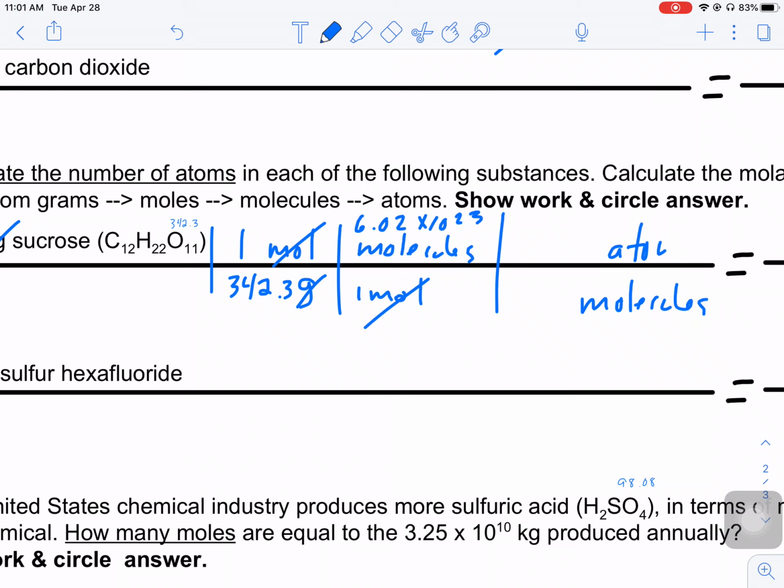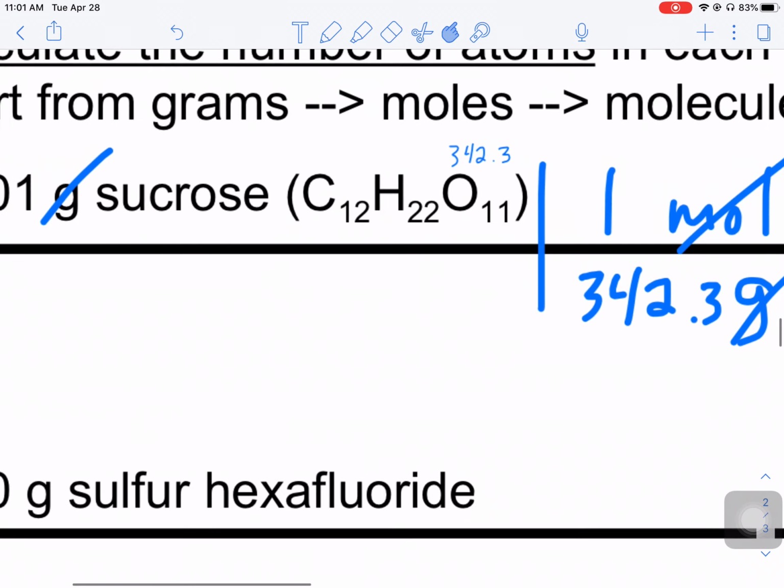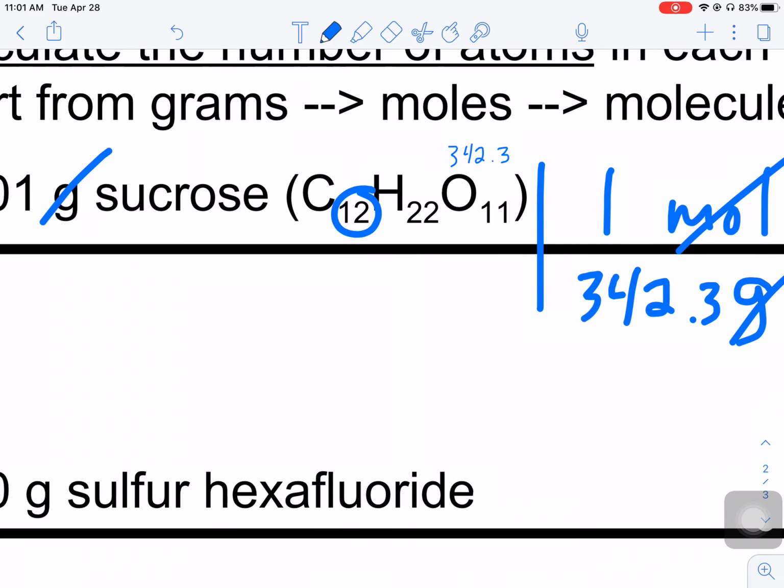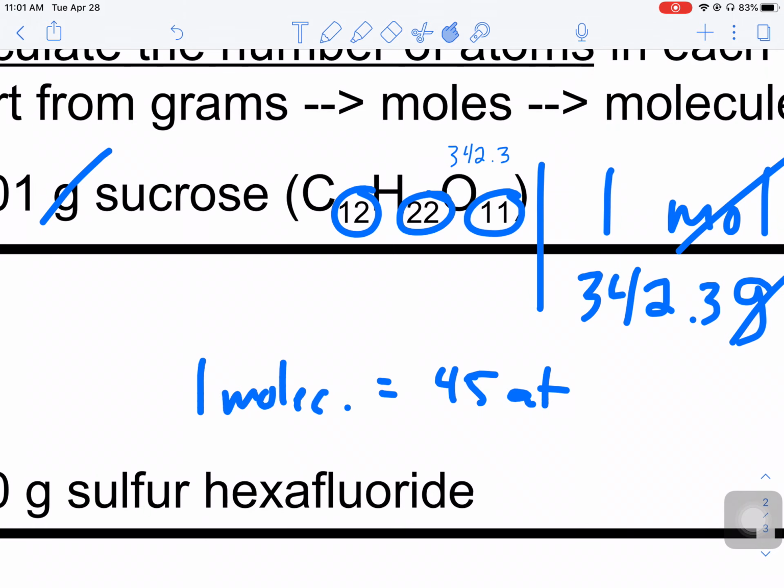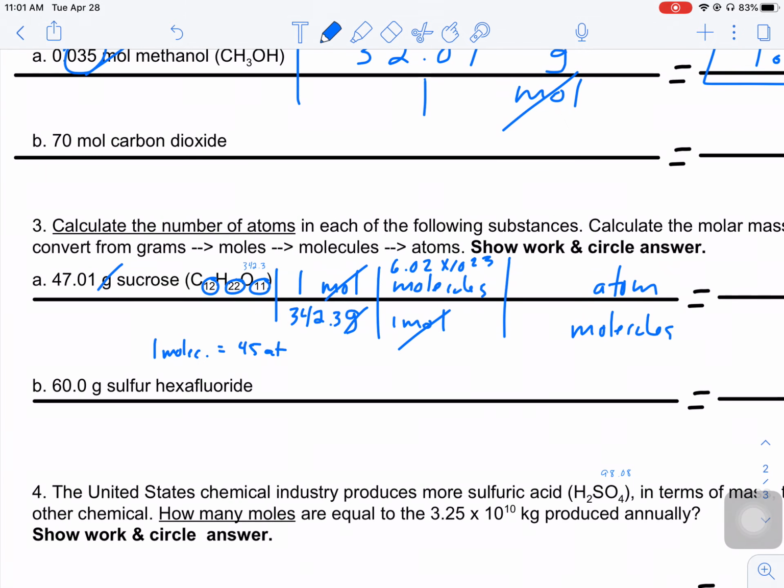Now, we're going to have to go back and look at the original formula, okay? We've got 12 carbons, we've got 22 hydrogens, and 11 oxygens. And if you add it up, 12 plus 22 plus 11, that adds up to 45 atoms. So 1 molecule is equal to 45 atoms, okay? And so I'm going to use that as a conversion factor at the very end. 1 molecule is equal to 45 atoms. Now it's time to calculate.